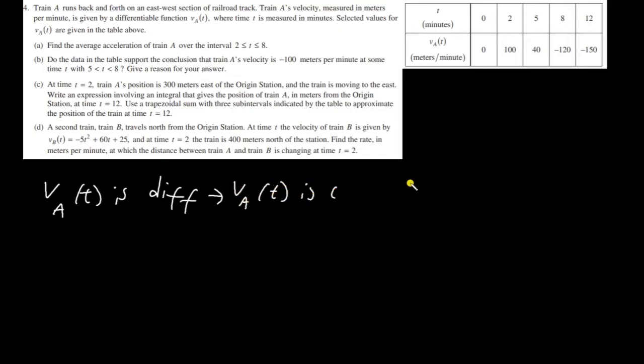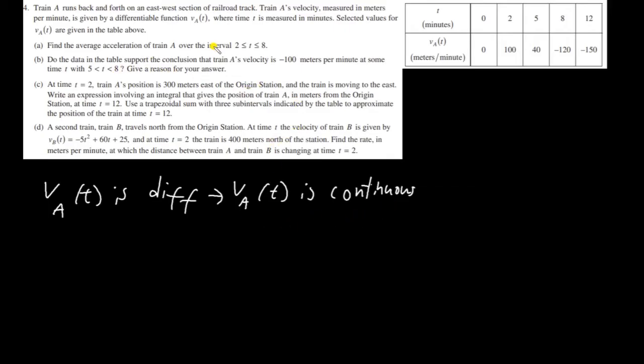Do the data in the table support the conclusion that train A's velocity is negative 100 meters per minute at some time t, where t is between 5 and 8? Give a reason for your answer. Alright, so first thing I'm going to notice is that since v sub a of t is a differentiable function, it must be continuous, right? Because continuity is a requisite for differentiability. Okay, so v sub a of t is a continuous function.